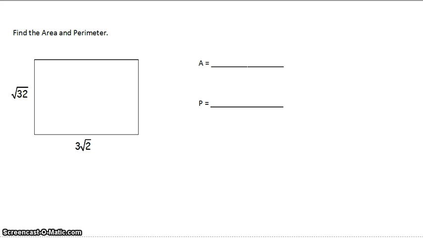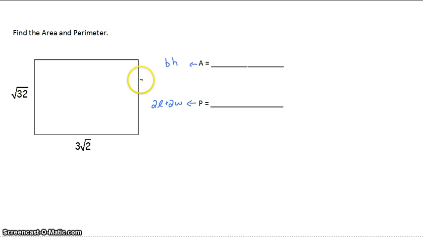Okay, to solve a problem like this, there's two things we need to understand. First, what is the area of a rectangle, and second, what is the perimeter of a rectangle. The area is base times height, or length times width. And the perimeter is the distance around, so we add up all the sides. So it's 2 times the length plus 2 times the width.